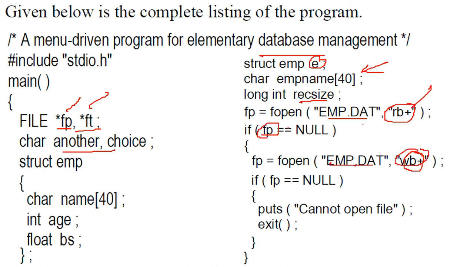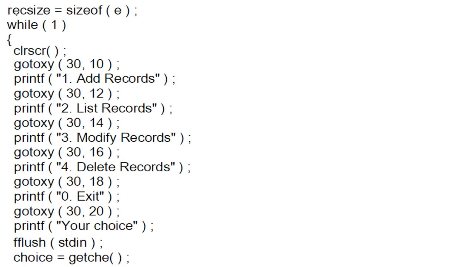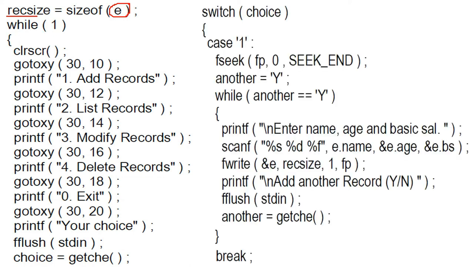If it is not opening, then we will create a file. And if at this point also it is not open, we indicate an error. Now this record size can be easily computed by sizeof(E). So this infinite loop we have taken, and we add record.